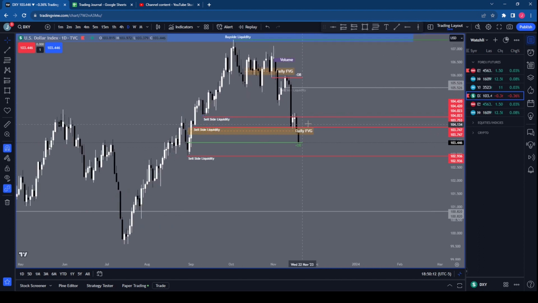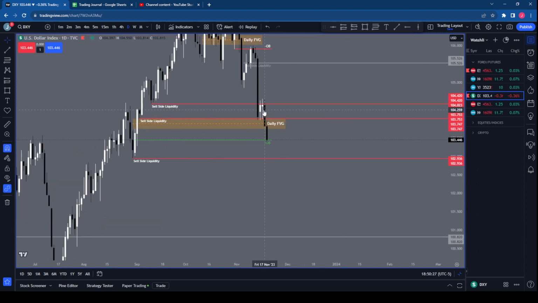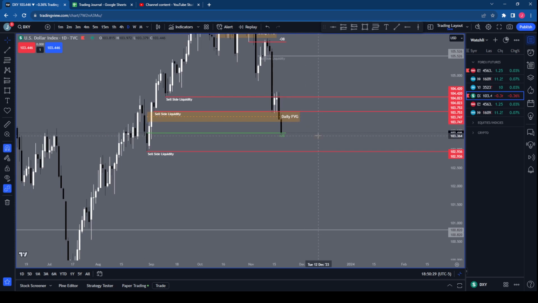But let's get into this. This is the dollar. As you can see, we've been targeting sell side liquidity since we came up and tapped into this order block. We are below this daily fair value gap that we used last week as a target. So this week we're going to see if we want to either retrace up and use it as an inversion, or if we just want to get really heavy and continue to this sell side liquidity. Those are our two options that we need to pay attention to.